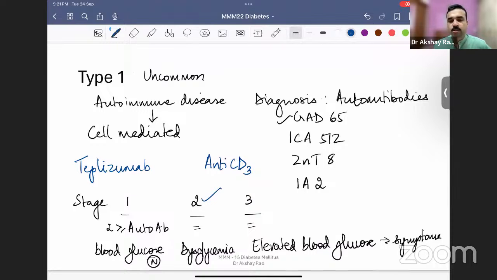Still, follow-up studies are going on, so time will tell us. But at least it will delay the onset of hyperglycemia. That means onset of diabetic range blood glucose levels.